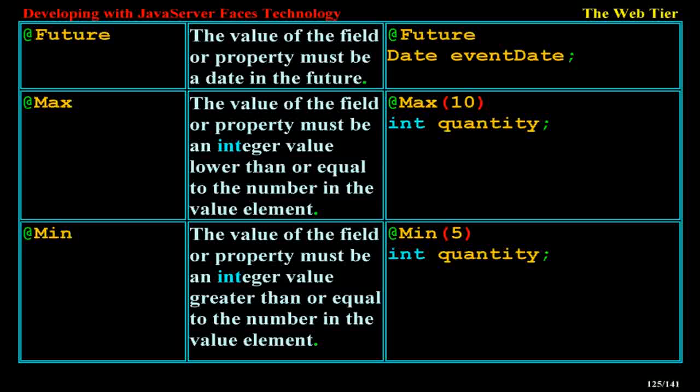@Max: The value of the field or property must be an integer value lower than or equal to the number in the value element. @Max(10) int quantity. @Min: The value of the field or property must be an integer value greater than or equal to the number in the value element. @Min(5) int quantity.